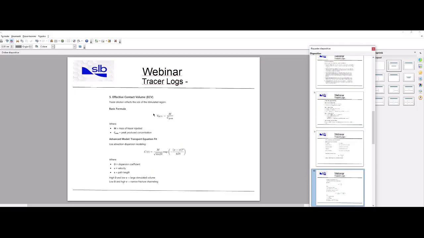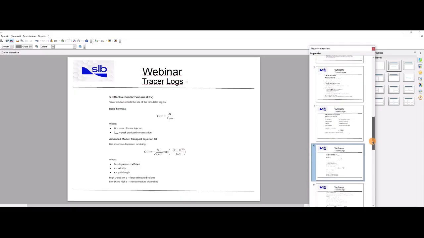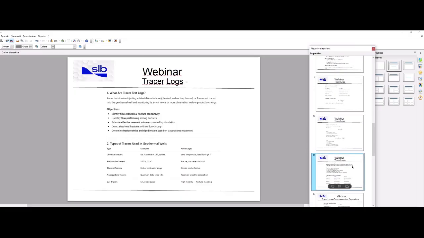So another important quantitative parameter is the effective contact volume, SCV. The tracer duration reflects the size of the simulated region. So the basic formula is where mass of tracer injected, the peak produced concentration, and so on. D is dispersion, V the velocity, and X the path length. So this is the basic case. This is another quantitative parameter.